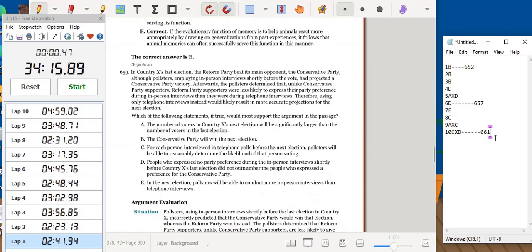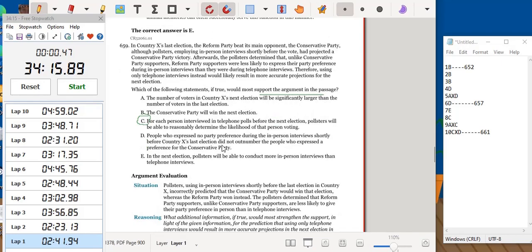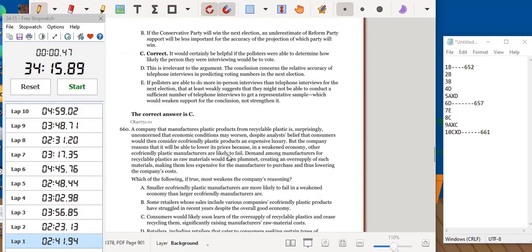Okay, now 659, that is 8, my C. People who express no party preference during the in-person polling shortly before the last election. Sorry, C. For each person interested in telephone polls before the next election, the pollster will be able to reasonably determine the likelihood of that person voting. Okay, this was easy, I am not going into details. 660, that is 9. I chose A, the answer is C.